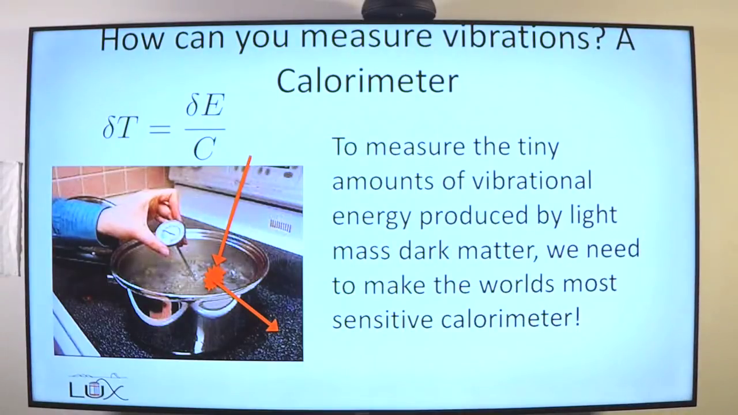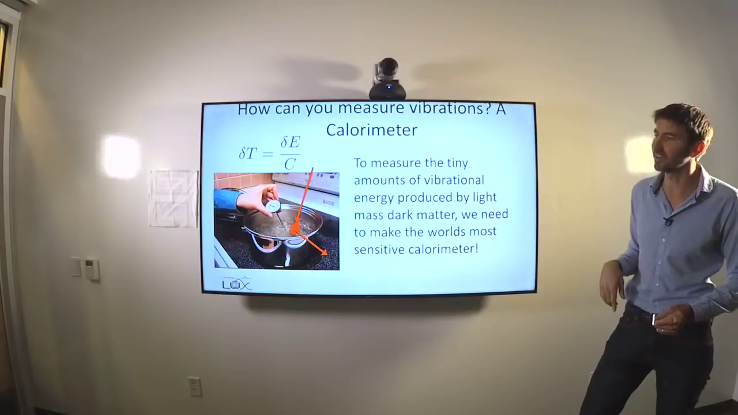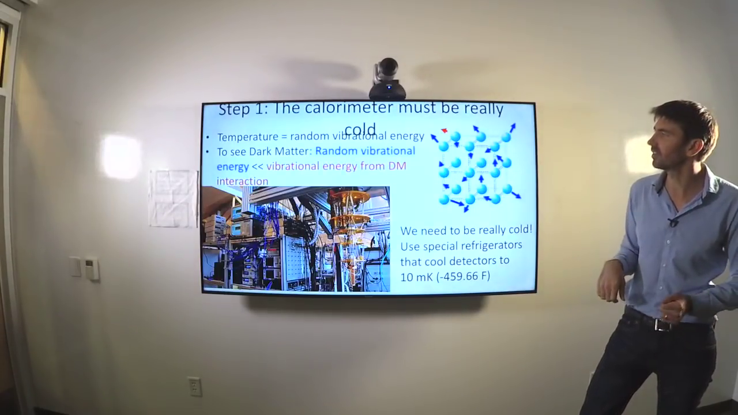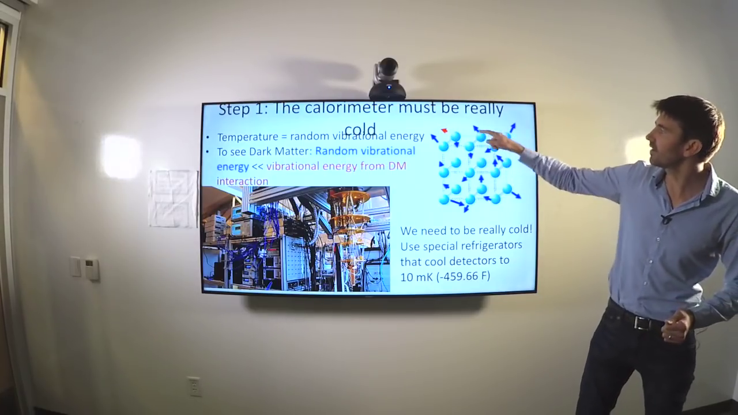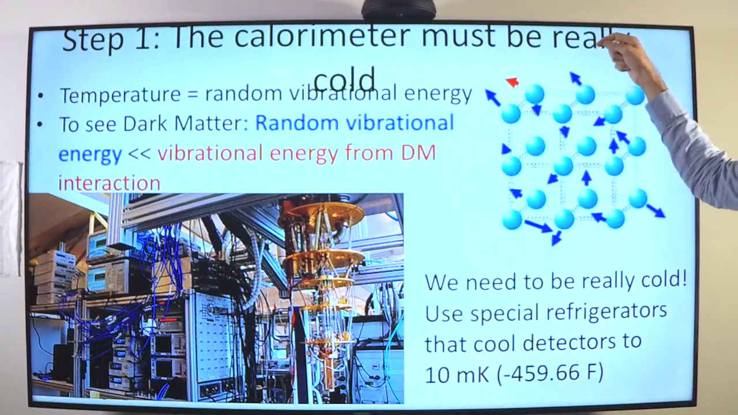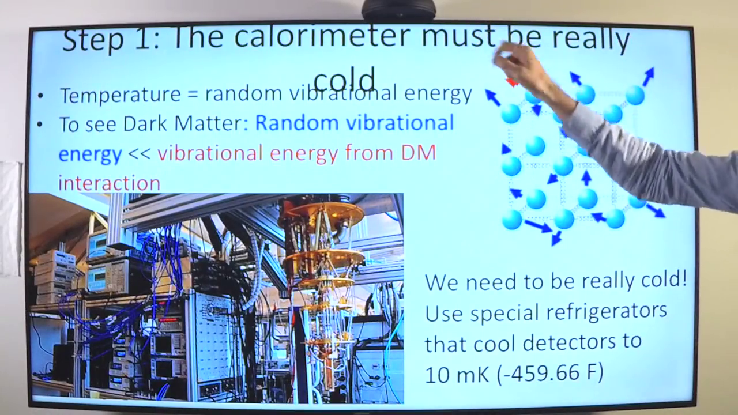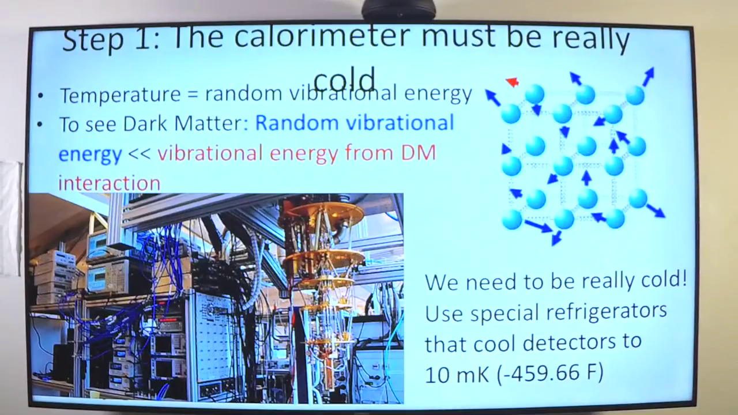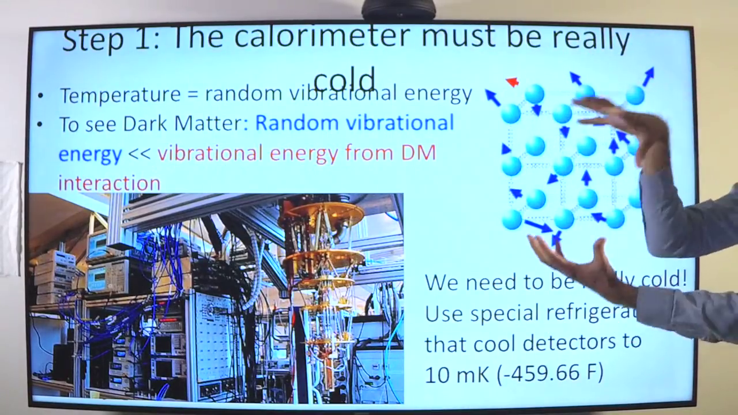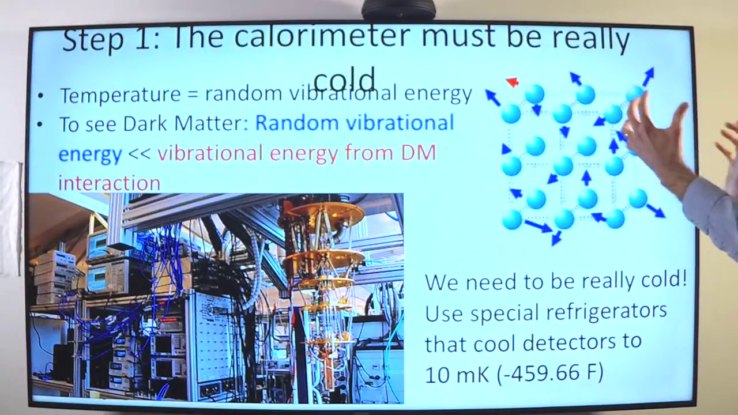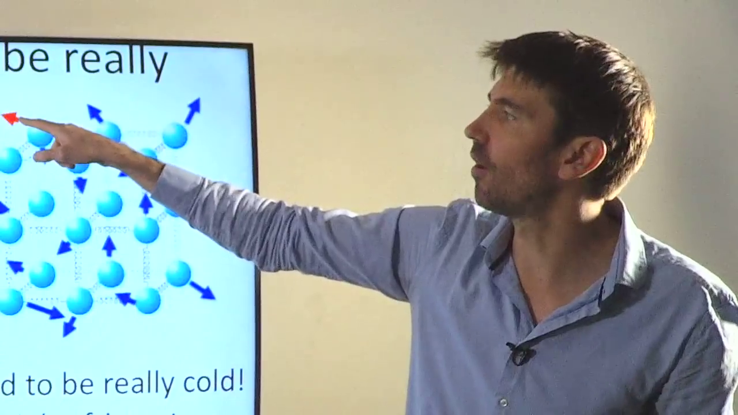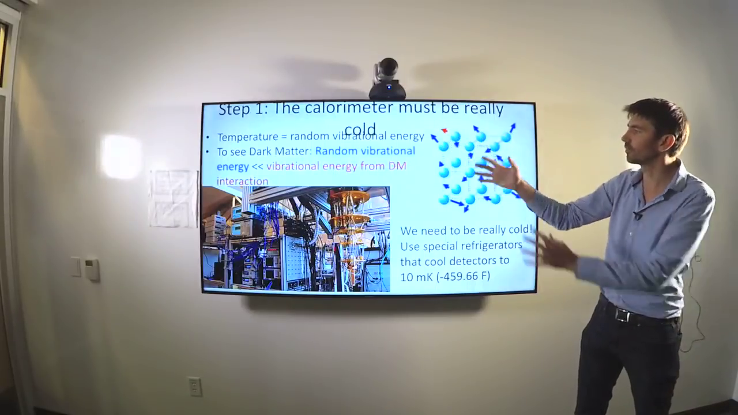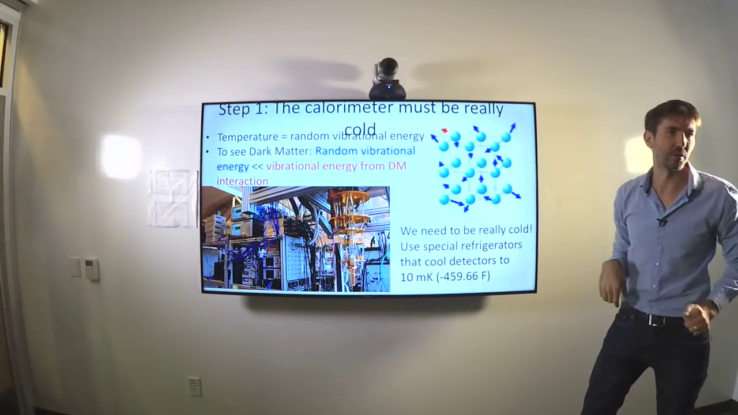So let's actually go to this next step and ask how can we make that idea way more sensitive than it currently is. And so the first thing we have to think about is we're trying to see this little red arrow, which was dark matter scattering off of this atom and giving us that very small 10 to the minus 17 joules. And at room temperature, we already talked about this. All of these atoms are vibrating around just randomly. So there will be no way for us to ever see that small vibrational energy if all these atoms have random vibrations at room temperature.